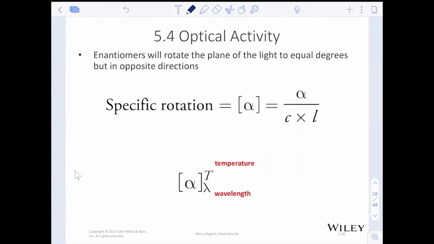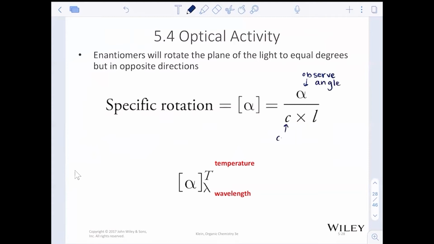We won't be dealing with that. What we want to actually deal with is the idea that enantiomers will rotate the plane of light to equal degrees, but in opposite directions. So we'll use the positive and negative signs to determine what specific rotation we observe. Now, if you were in the lab, you might observe a specific angle.